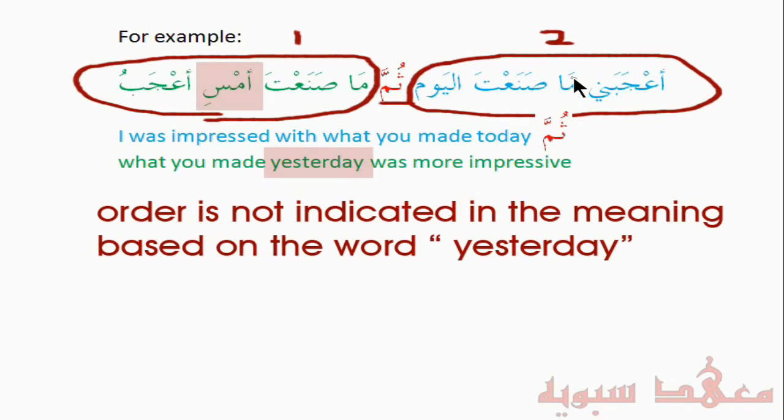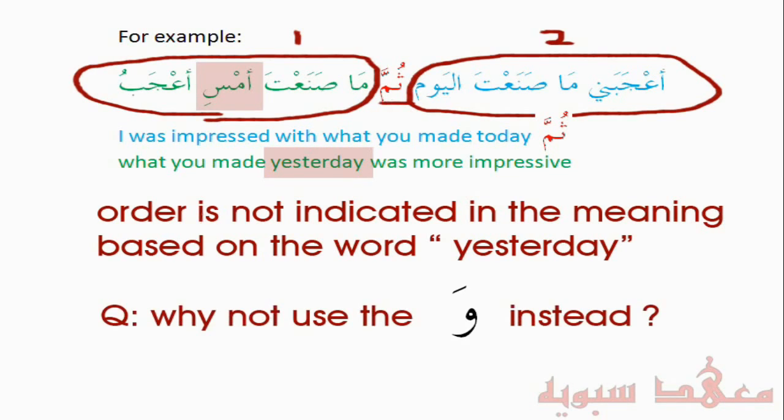Now, a question one may ask, and I'm sure there's some people that have this in mind: why use the word Thumma if you're not indicating order? Because we have another conjunction, which is a more commonly used conjunction, that doesn't indicate order and it can be used, which is the wow. So why not use the wow instead? So we can take off the Thumma and put the wow instead.